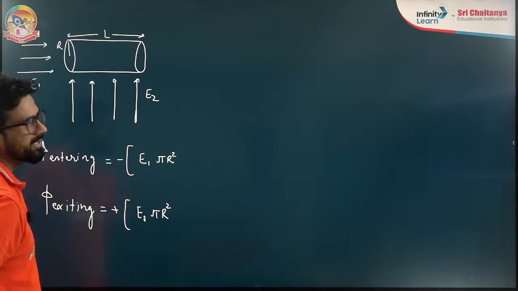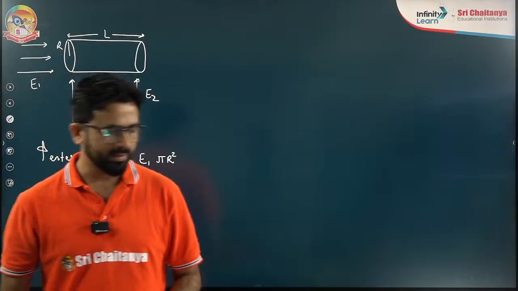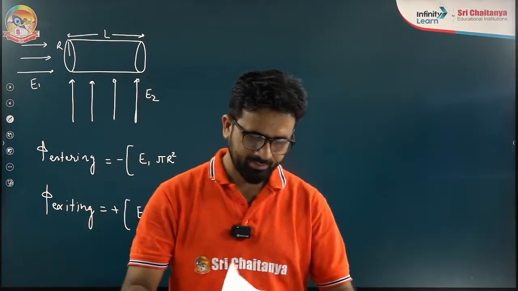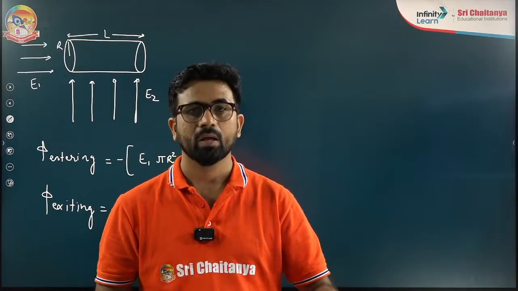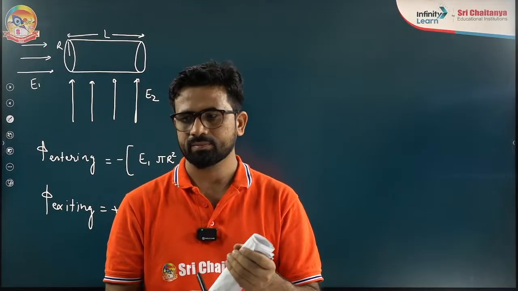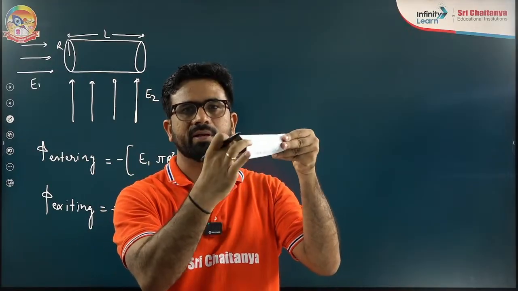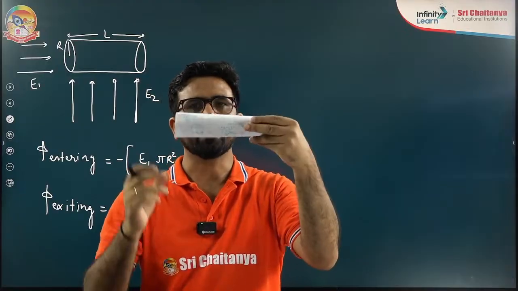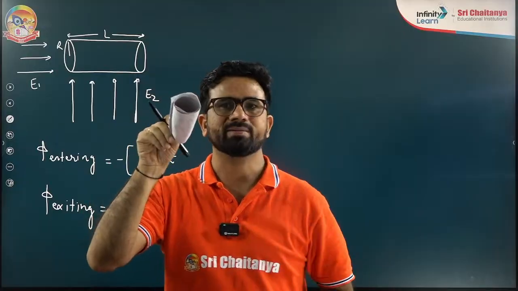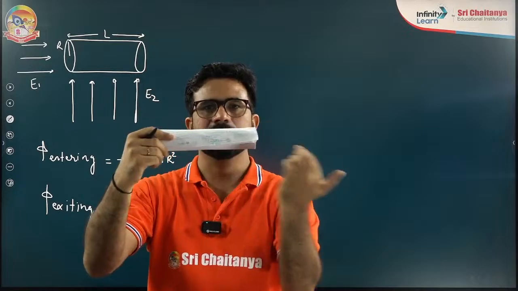Now come to due to E2. Suppose I am taking one cylinder. Try to understand it. This is the cylinder I am making. Focus. You can see this is a cylinder, this is a circle, and the length is given to you. This cylinder has radius R and length equal to L.